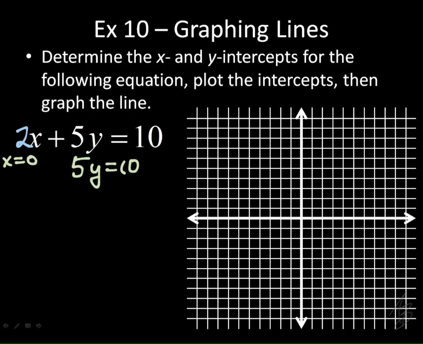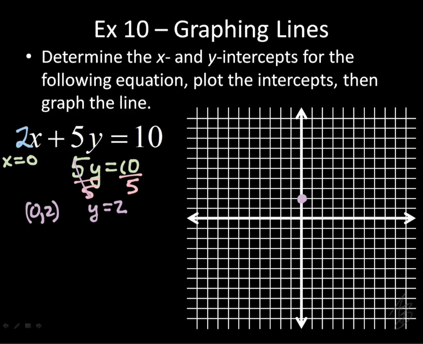Does that make sense? So you get 5y equals 10, divide by 5 on both sides, and you get y equals what? You get y equals 2. So then the ordered pair is going to be 0, 2. Let's go ahead and plot that, which is going to be up 2 right there. And then same thing for the other one.